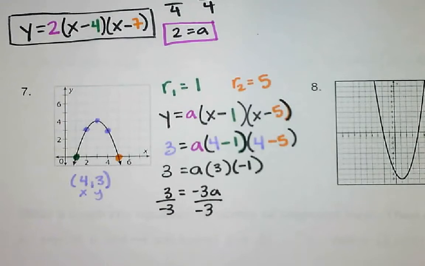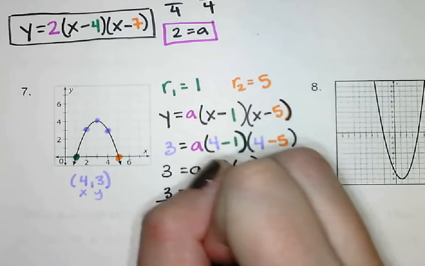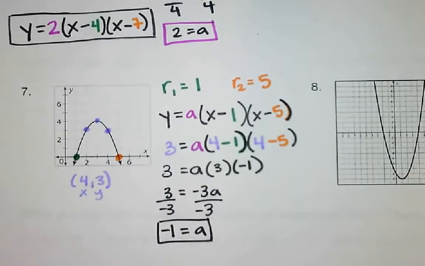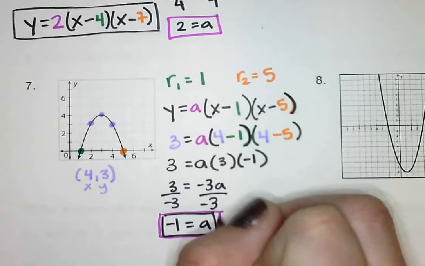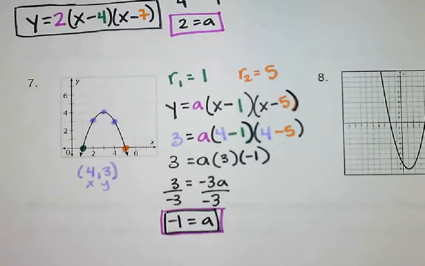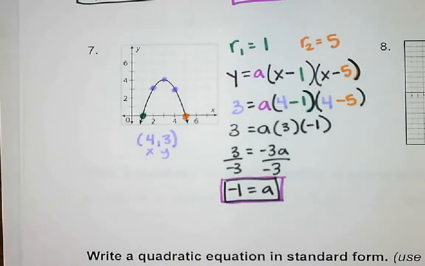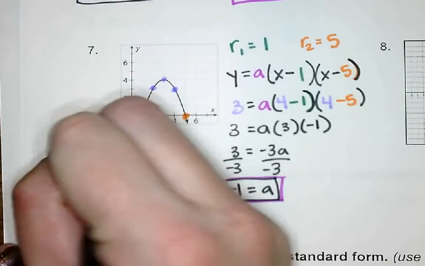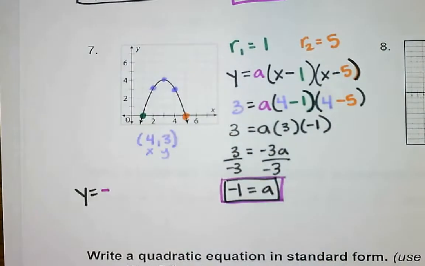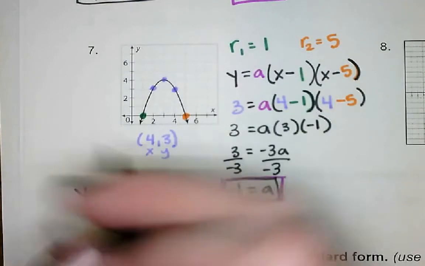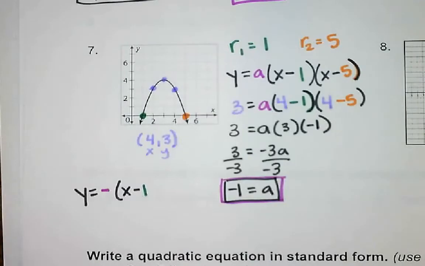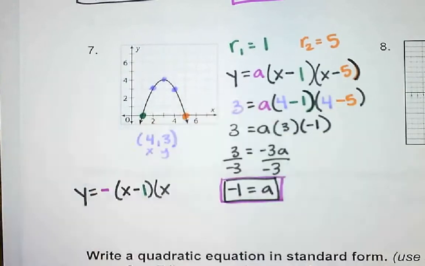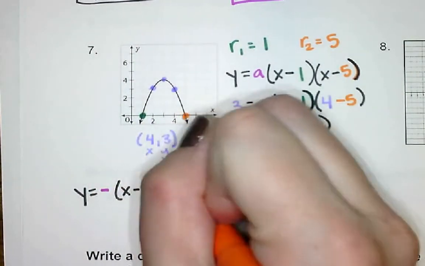Guys, looking at your graph, does that make sense for my A value to be negative? Yeah, because my graph faces down. So that makes sense that my A value would be negative. So if I'm going to write my equation, it's going to be y is equal to negative, and you don't really have to put negative 1, you can just do a negative, parentheses x minus 1, parentheses x minus 5. Do y'all feel good about that? So that's how you can write your equation in vertex form.